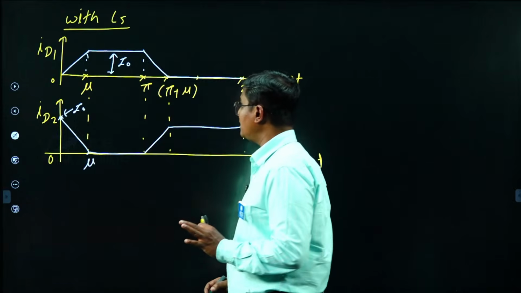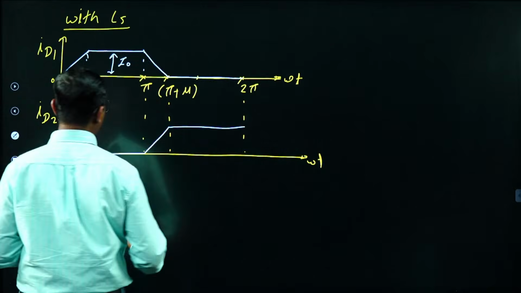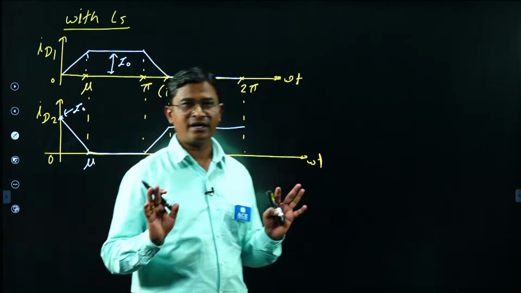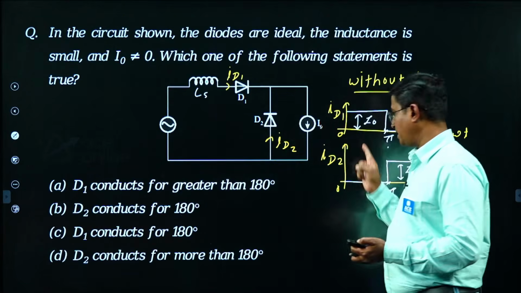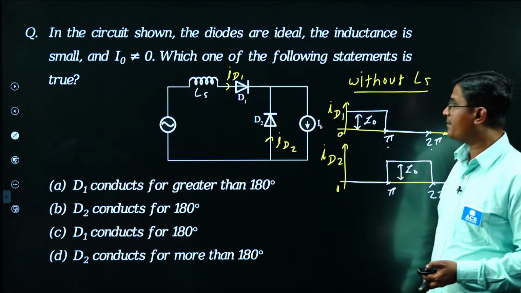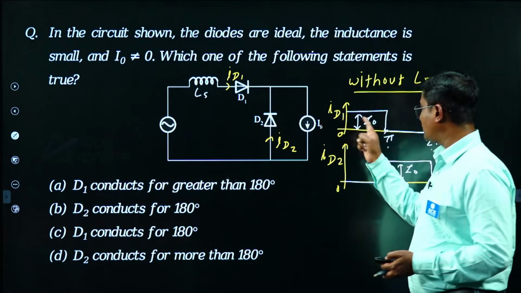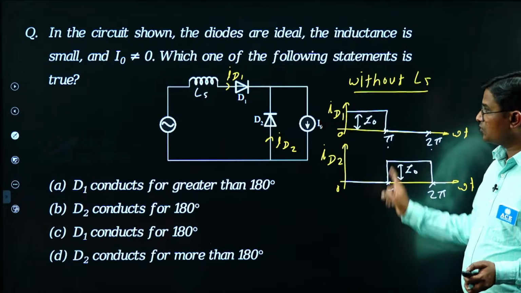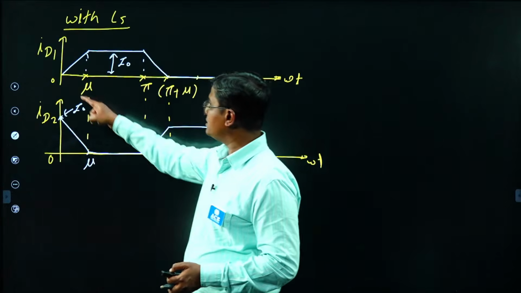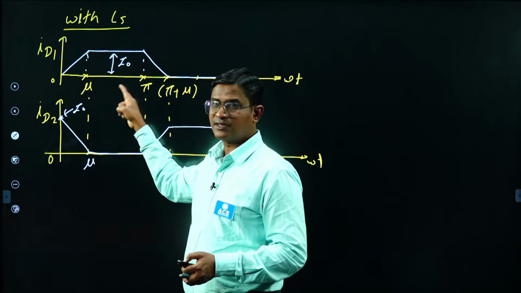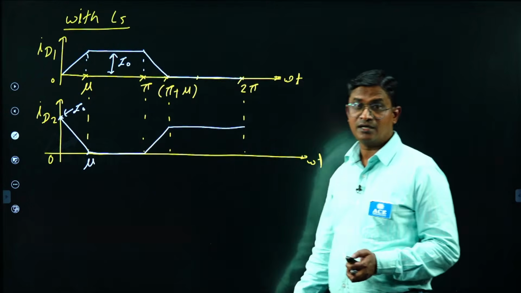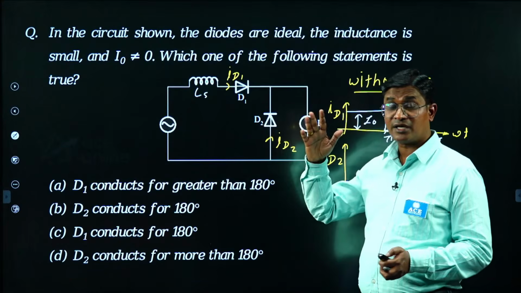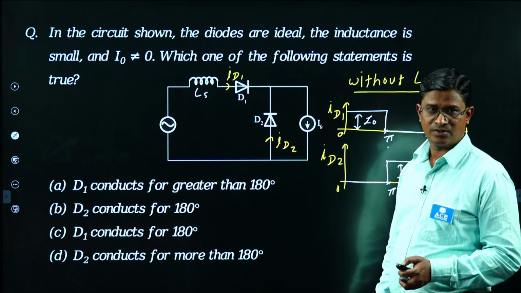So please understand here, if I add ID1 and ID2, I will get I0. Please understand, okay? So without LS, it is very simple. But because of LS, what will happen? My diode D1 current will not suddenly rise or suddenly fall. Due to that, my diode D1 current nature is like this. And because of that, my D2 current nature will also change, right? Because the load branch will not accept a current less than I0.